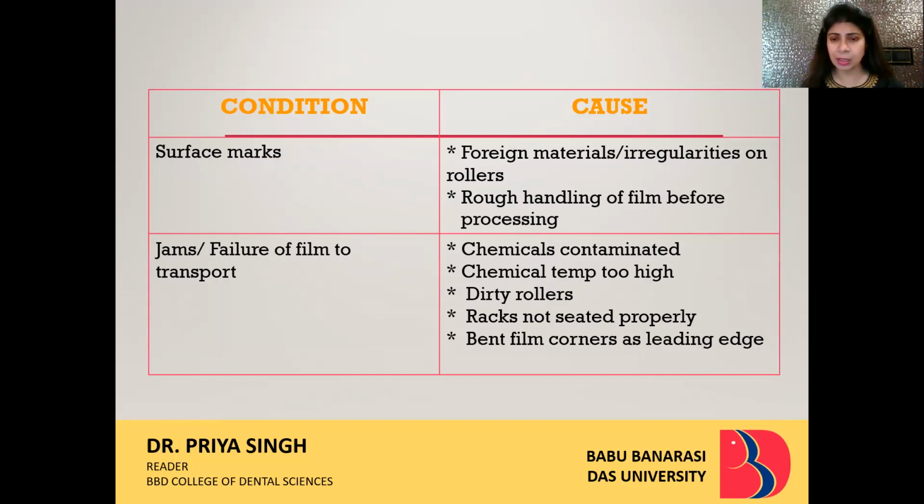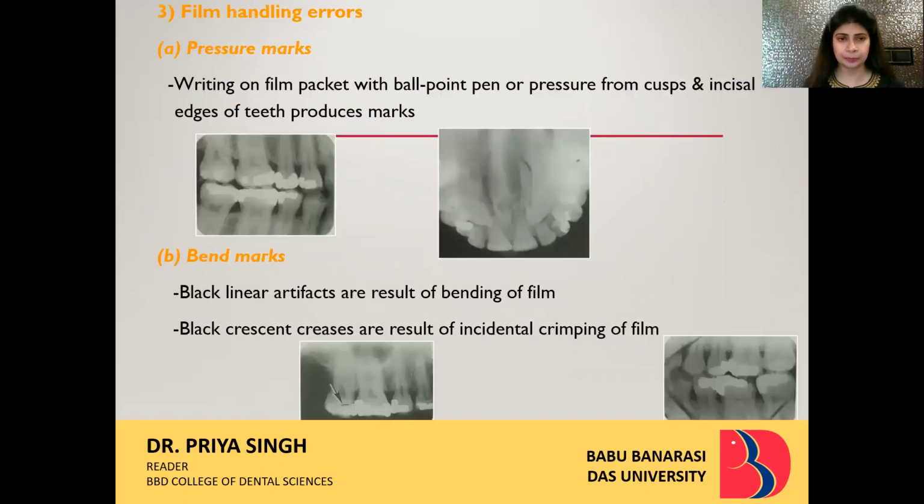Chemical being contaminated, chemical temperature too high, dirty rollers, rats not sealed properly, bent film corners as leading edge. So you should be sure about that. In the automatic processor also everything should be clean, and the rollers through which the film is going to move from developer to rinsing to fixing and final washing should not be contaminated with any solution, and should be functional. The movement from one tank to the other tank should be smooth.